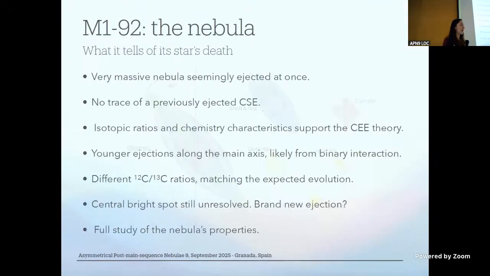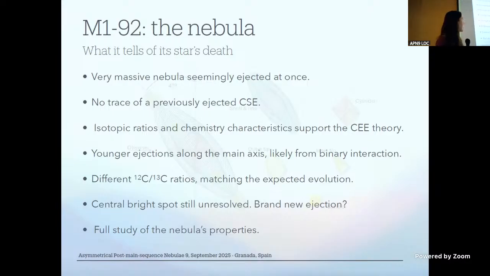So how do we conclude that there was a common envelope ejection? Basically, we have a very massive nebula of 0.8 solar masses. The isotopic ratios indicate that the initial mass of the central star was around 1.7 solar masses, for which 0.8 solar masses of nebula all ejected at once would have been enough to interrupt an AGB phase.